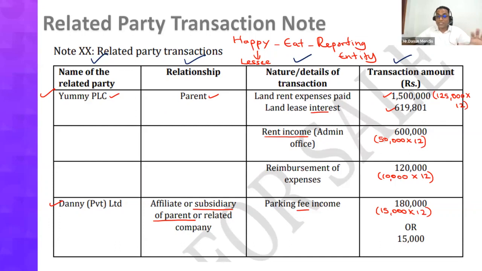And also, listen to this carefully, in this question you don't have any information about outstanding balances at the year end. If you have any receivable or payable balances from the related parties at the year end, that has to be disclosed. Not only that, if you have provided any impairment allowances with respect to the related parties, that also has to be disclosed. Right? Then you have to disclose the terms and conditions of the transactions with the related parties.